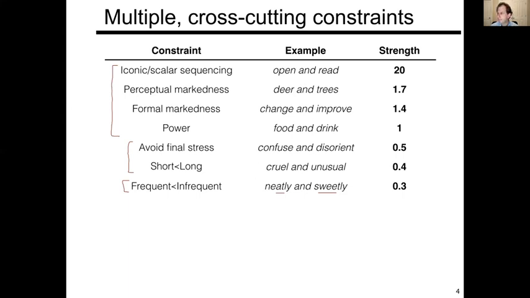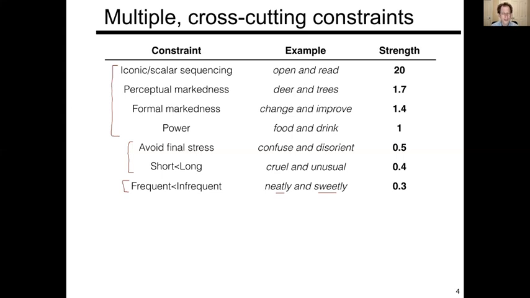So that's the seven constraints that we've looked at before. And I've quantified them roughly in terms of their ordering power, their strength. The iconicity constraint is by far the strongest. The other semantic constraints are relatively strong. The phonological and lexical constraints are a little weaker. And so larger strength means more strong guidance toward ordering preferences.